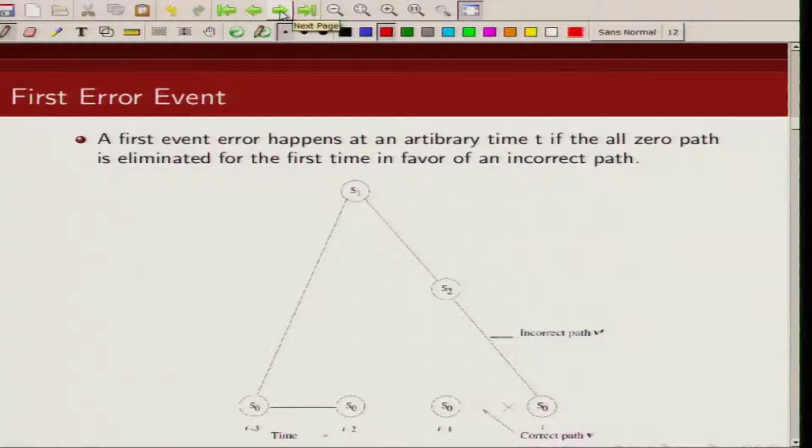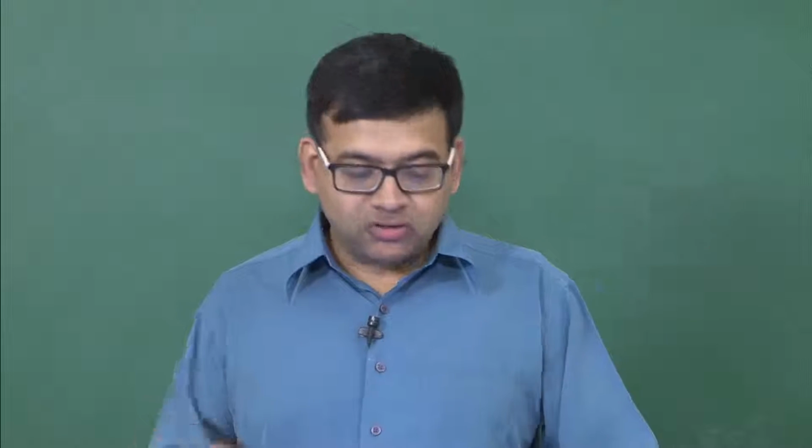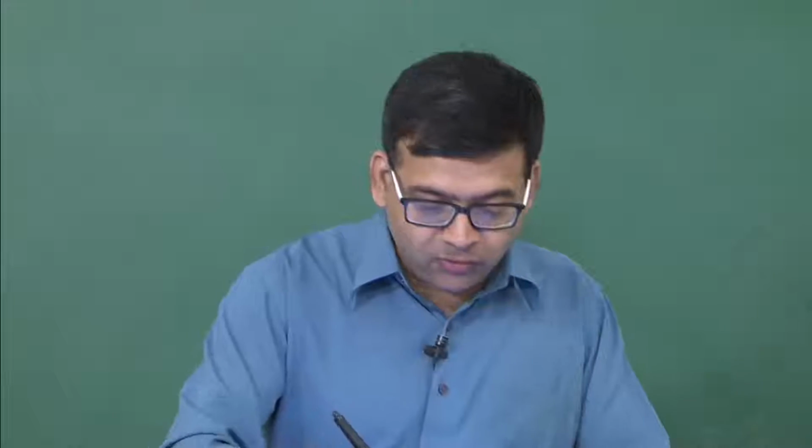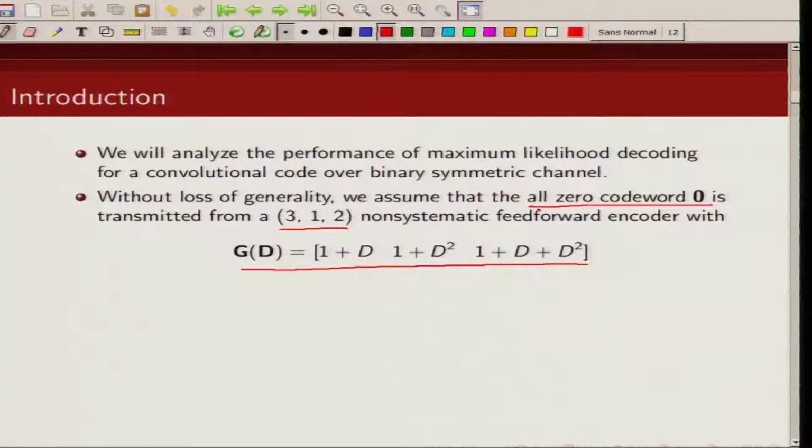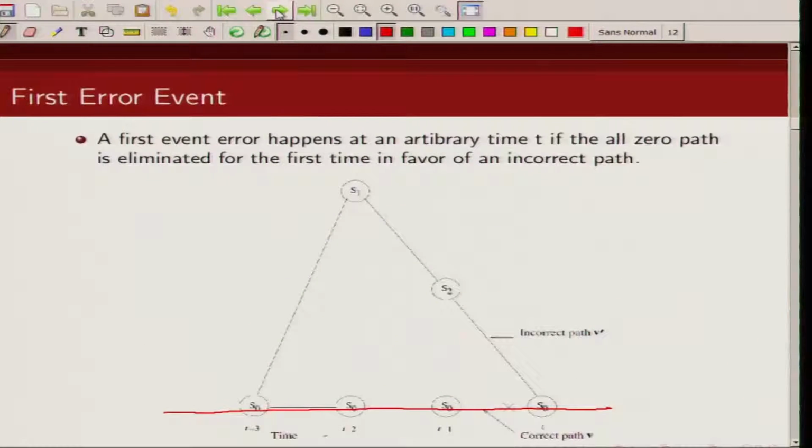Let us talk about what we mean by error here. Since we considered an all 0 sequence, we expect that our correct path should be the one which goes through all 0 states, because, if you recall, we assumed that an all 0 code word was transmitted. So, what is the correct path? The correct path is the one that goes through all 0 states.